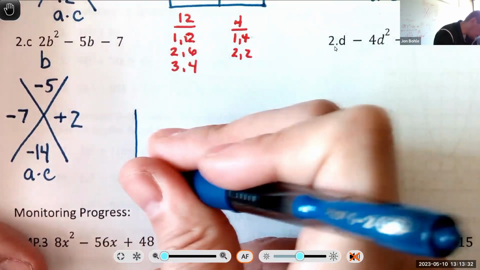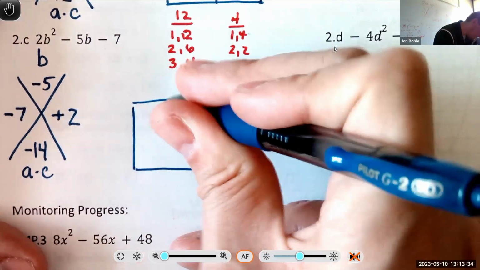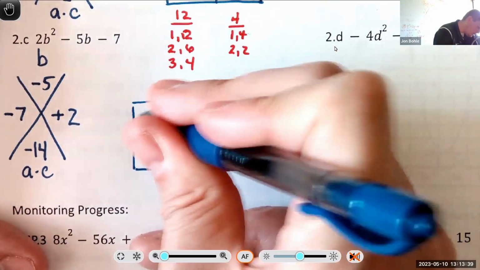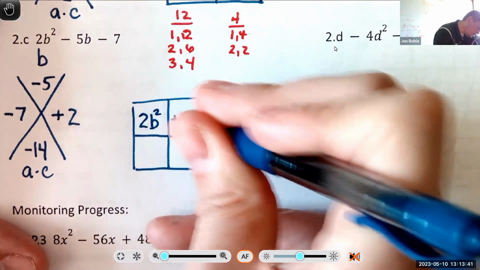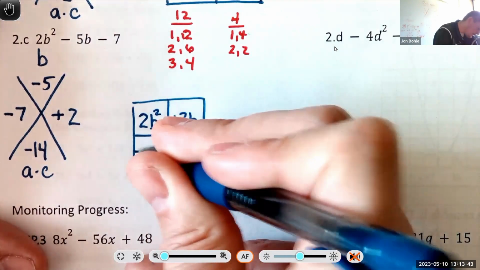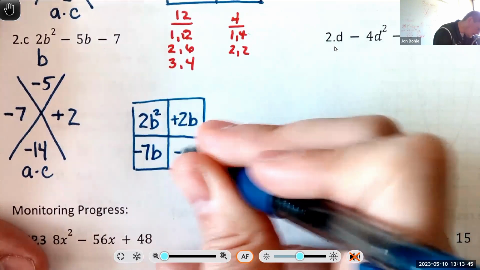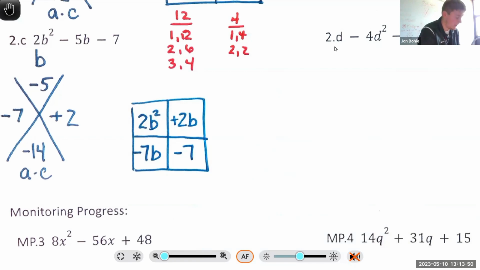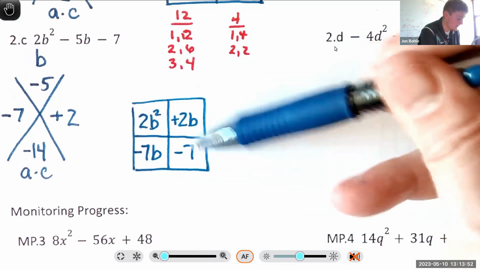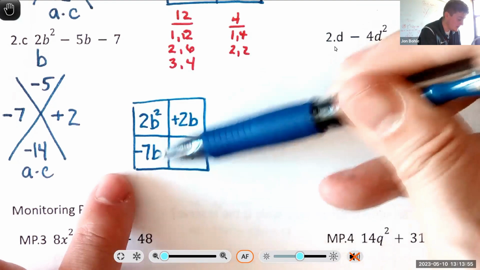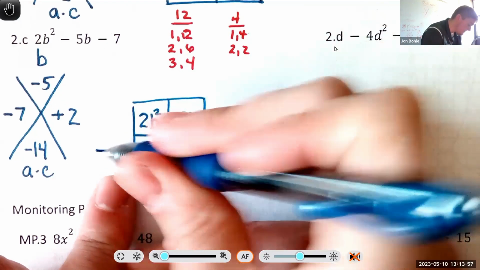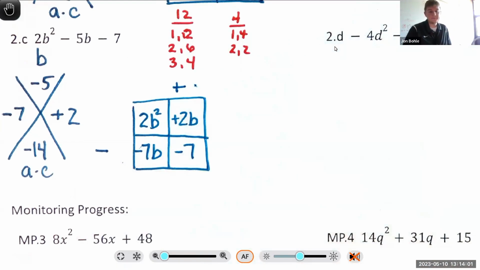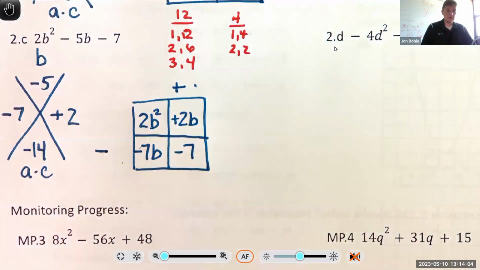So then I set up the box. We're going to have a 2b squared here, +2b, -7b, and then -7. Now what you want to think about is where am I going to take a negative out. Well, I know I'm going to have a positive times a negative to get this, and a positive times a negative to get this. So logically, it makes most sense that I'm going to have a positive up here and a negative down here. Now you just check for greatest common factor.